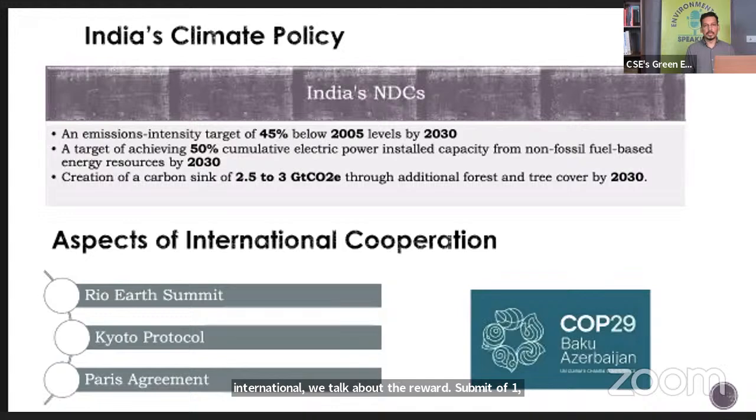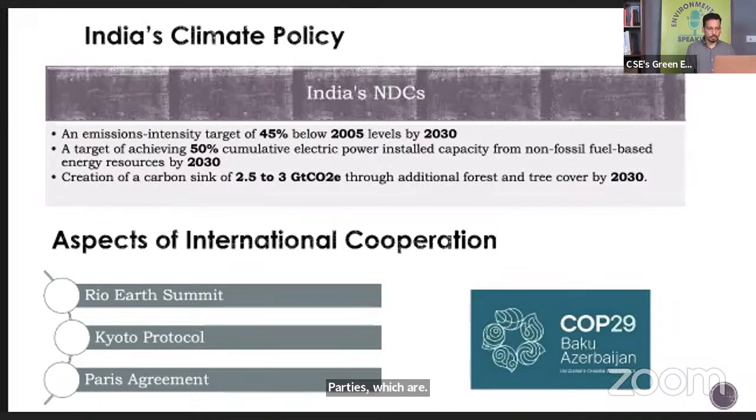The politics of climate change actually was converted into a convention, which is now known as the United Nations Framework Convention on Climate Change. Then we talk about the Kyoto Protocol, the landmark protocol that established the responsibility of different countries to reduce their emissions. And after this, of course, came the Paris Agreement, where all countries were asked to set voluntary targets for themselves to reduce emissions.